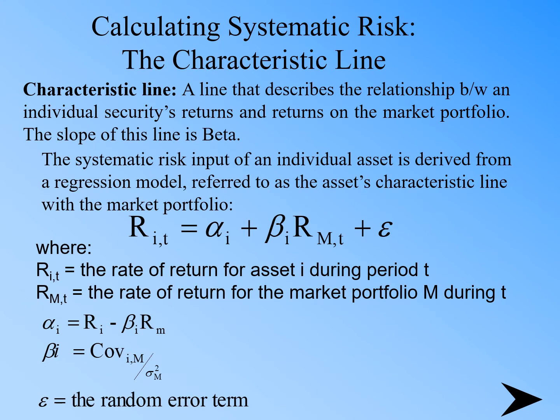Alpha_i is equal to R_it minus beta_i R_m, because we believe that in a completely diversified portfolio there is no unsystematic risk. The only risk that exists is the systematic risk. So the epsilon term, which is the random error term, also known as the residual term, must be zero. Then alpha is equal to R_it minus beta_i R_m.